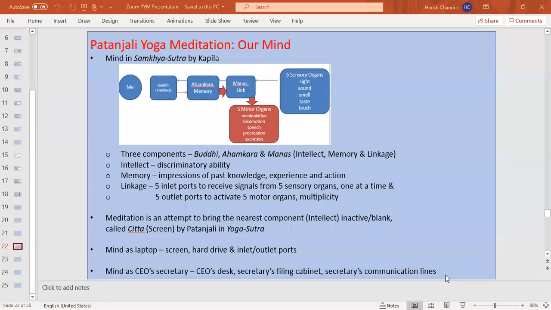So today the presentation is on Patanjali Yoga meditation, our mind. Indeed, as a practitioner, we have seen that meditation practice is nothing but to bring our mind calm, and that requires some sort of a controlling feature. I don't like to use the word control because I feel we have to be in harmony with our mind. But no harm in using the word control also.